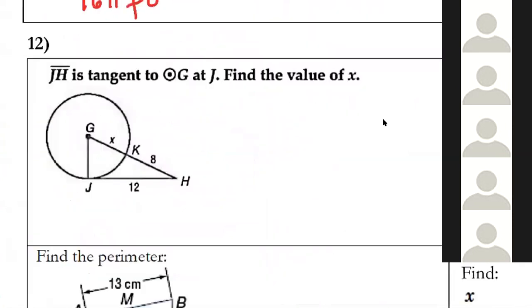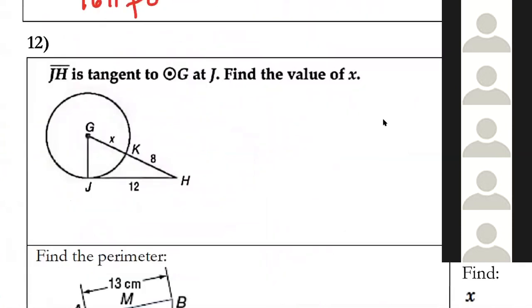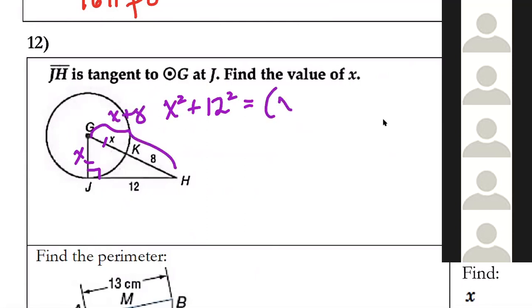Okay, for number 12, it's telling you that the segment is tangent to the circle. So that means this will also be x because those are radii. And then because it's tangent, that makes that a right angle. So we can just do x squared plus 12 squared equals the quantity. This radius would be x plus 8. So the quantity x plus 8 squared. So x squared plus 144.